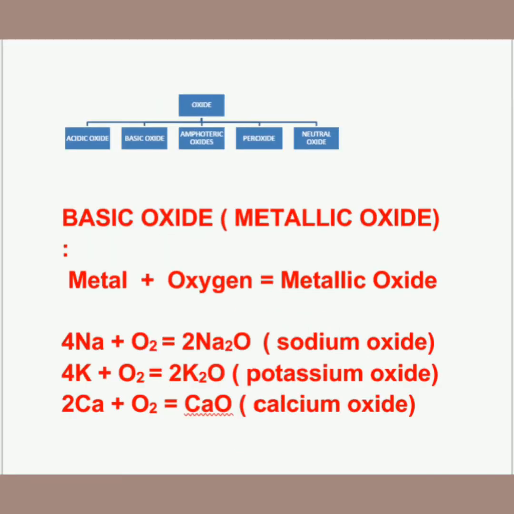Let us now see what basic oxides are all about. Basic oxides are formed when oxygen reacts with metals. Take for example sodium, calcium, and potassium among the metals. Sodium produces sodium oxide, calcium produces calcium oxide, and potassium produces potassium oxide upon reaction with oxygen.